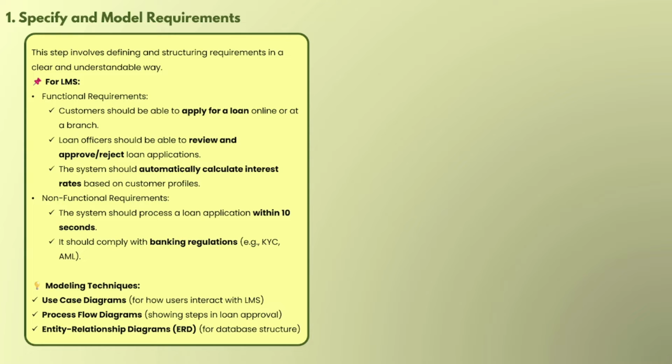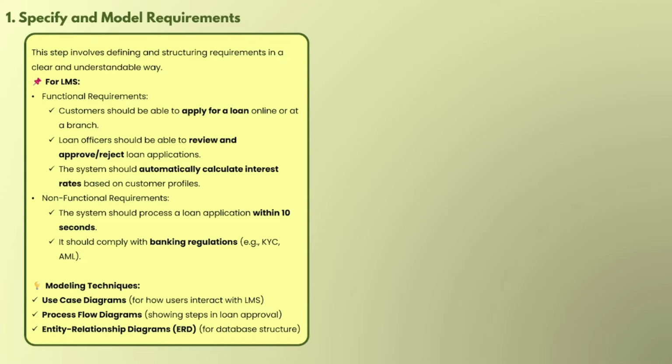In a very simple way, we divide the requirements into two types: functional requirements and non-functional requirements. For the loan management system, for functional requirements, we included that the customer should be able to apply for a loan online or at a branch. Then the loan officer should be able to review and approve or reject a loan application. Then the system should automatically calculate interest rate based on customer profiles.